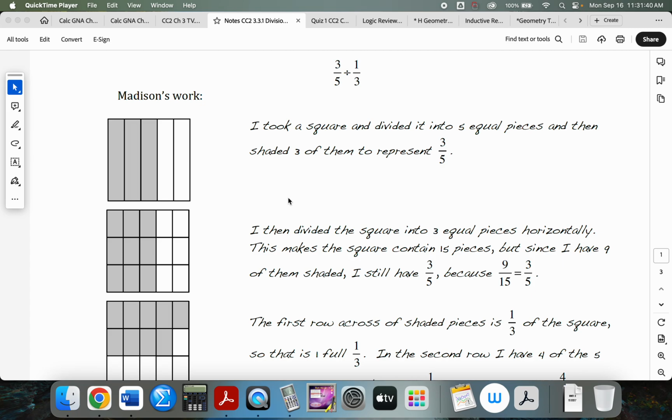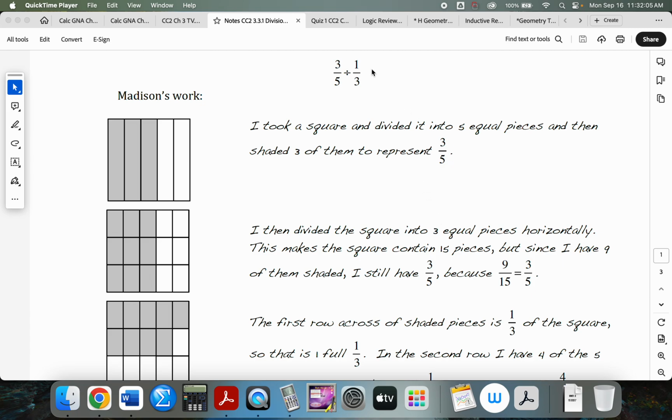Because 3/5 is what? Well, that's true, but that doesn't explain why. I could have divided it into 12 pieces horizontally. Why did she choose 3? Okay, so it may not be immediately obvious why she chose 3.